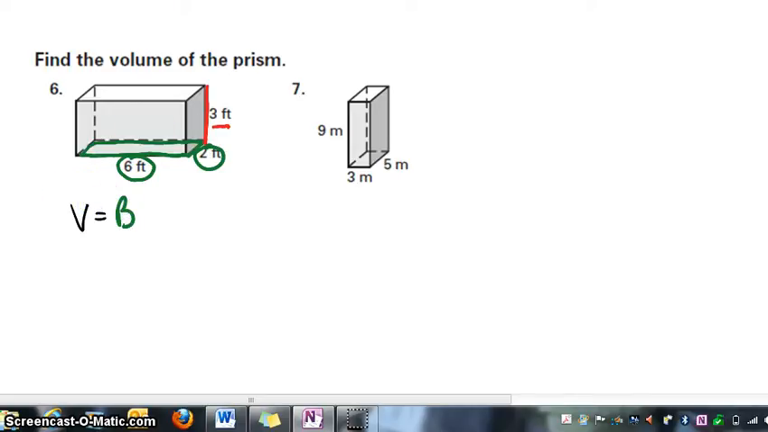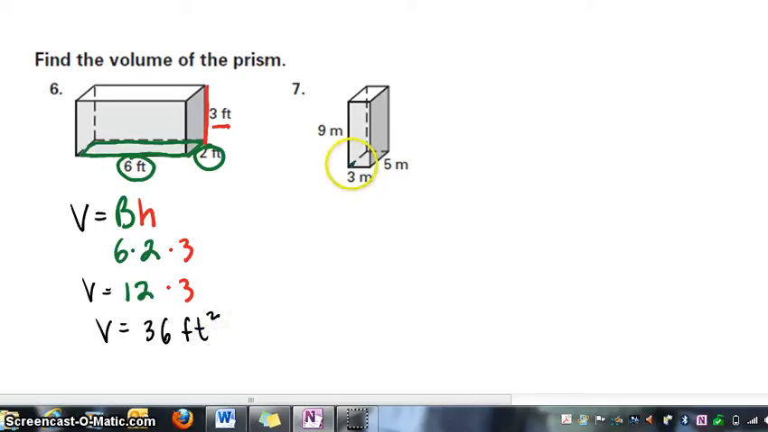So again, our formula does not change. Area of the base times height of the prism. So our base is a rectangle with dimensions 6 by 2, and our height is 3. So our volume is area of the base, which is 12, times height of the prism, which is 3. So here's our volume as 36 cubic feet.